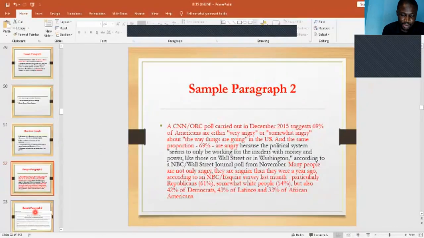Okay, so let's now read the last sentence. Many people are not only angry, they are angrier than they were a year ago, according to an NBC Esquire survey last month, particularly Republicans, 61%, somewhat white people, 54%, but also 42% of Democrats, 43% of Latinos, and 33% of African Americans. So don't be bogged down by the numerous information they gave you.